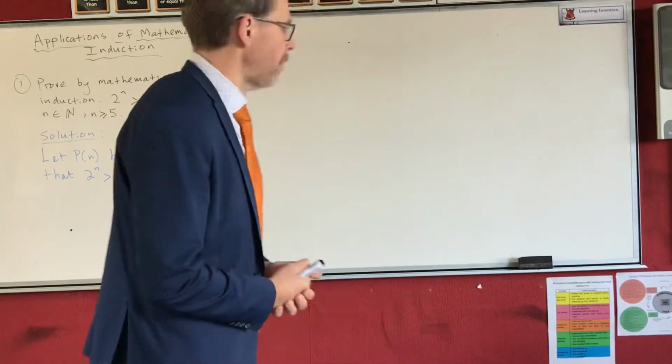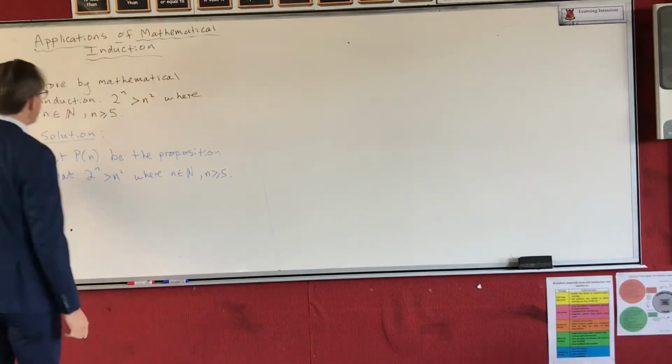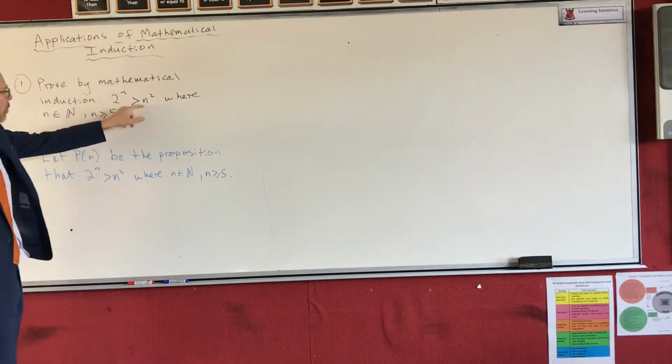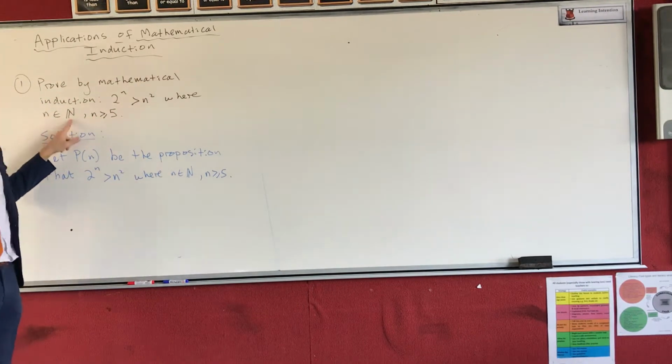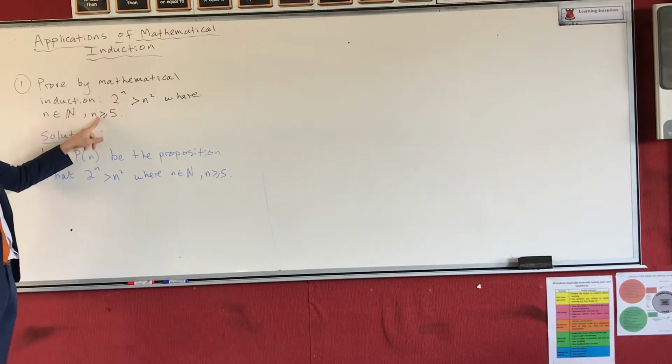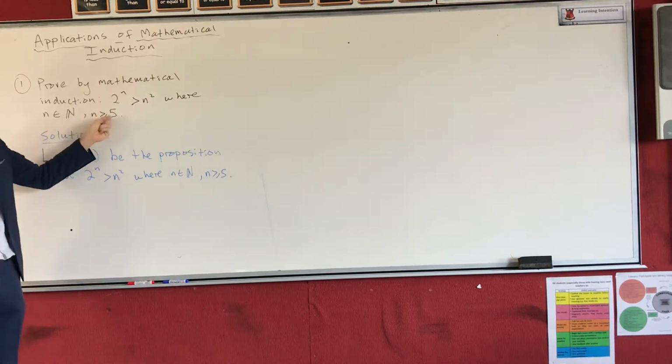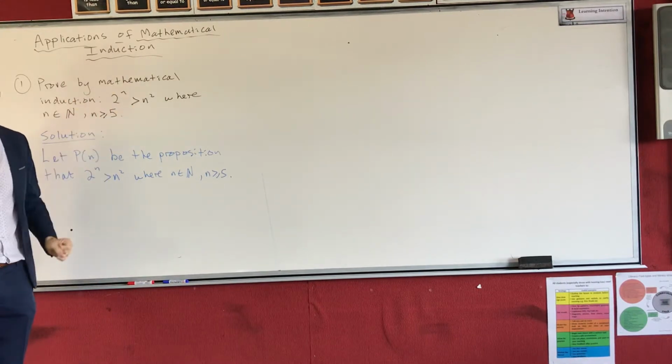So let's have a look at our first question. We're going to prove by mathematical induction that 2 to the n is bigger than n squared when n is an element of the natural numbers and n is bigger than or equal to 5. Now this is an example where n is not starting at 1. Most of your induction questions, n starts at 1. Here, the first case is 5, and then we've got to prove it true for all the other cases after 5.